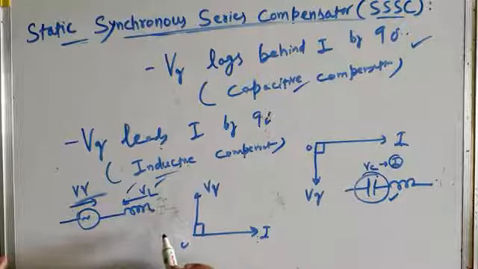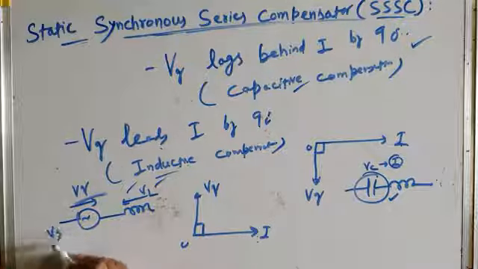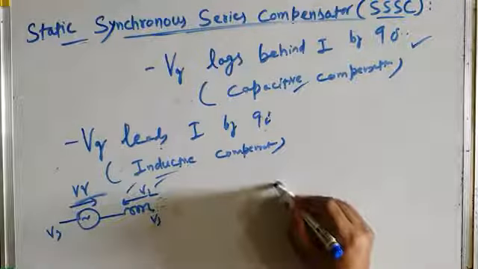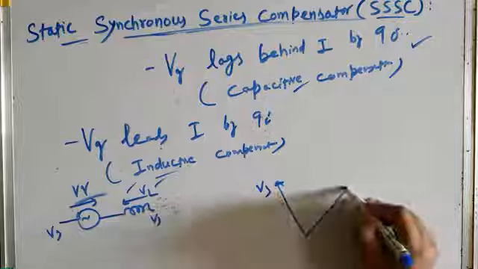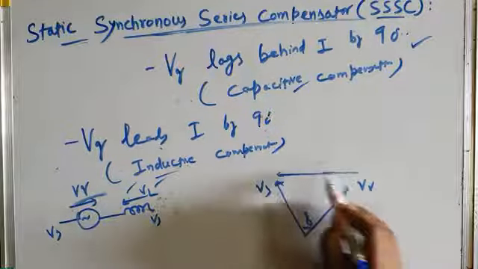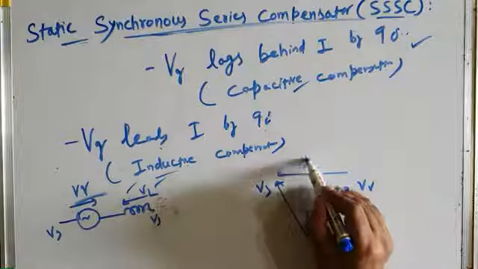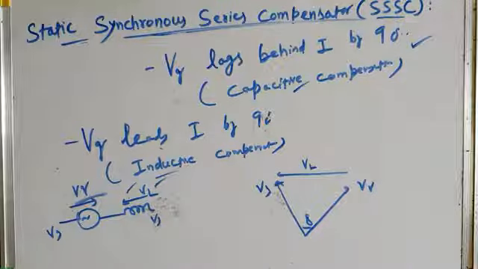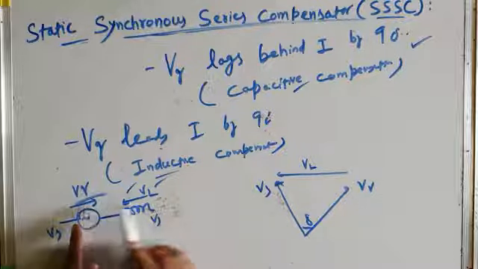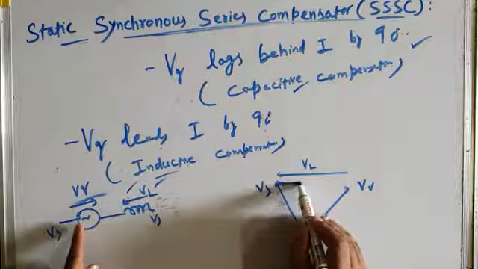What is the effective voltage across the transmission line? If this is the sending end voltage VS, this is the receiving end voltage VR, and this is delta. For an uncompensated line, the transmission line reactance voltage is VL. But what we are doing now, VQ is opposing VL. So this is VQ.